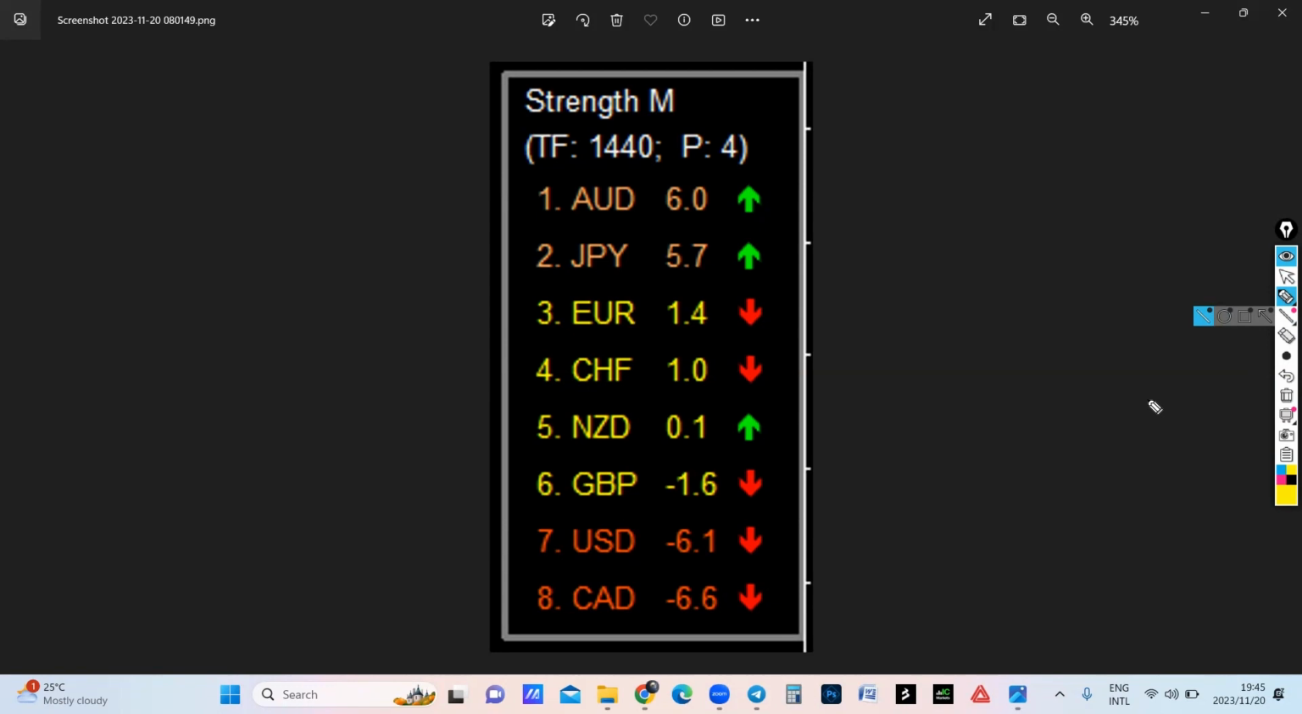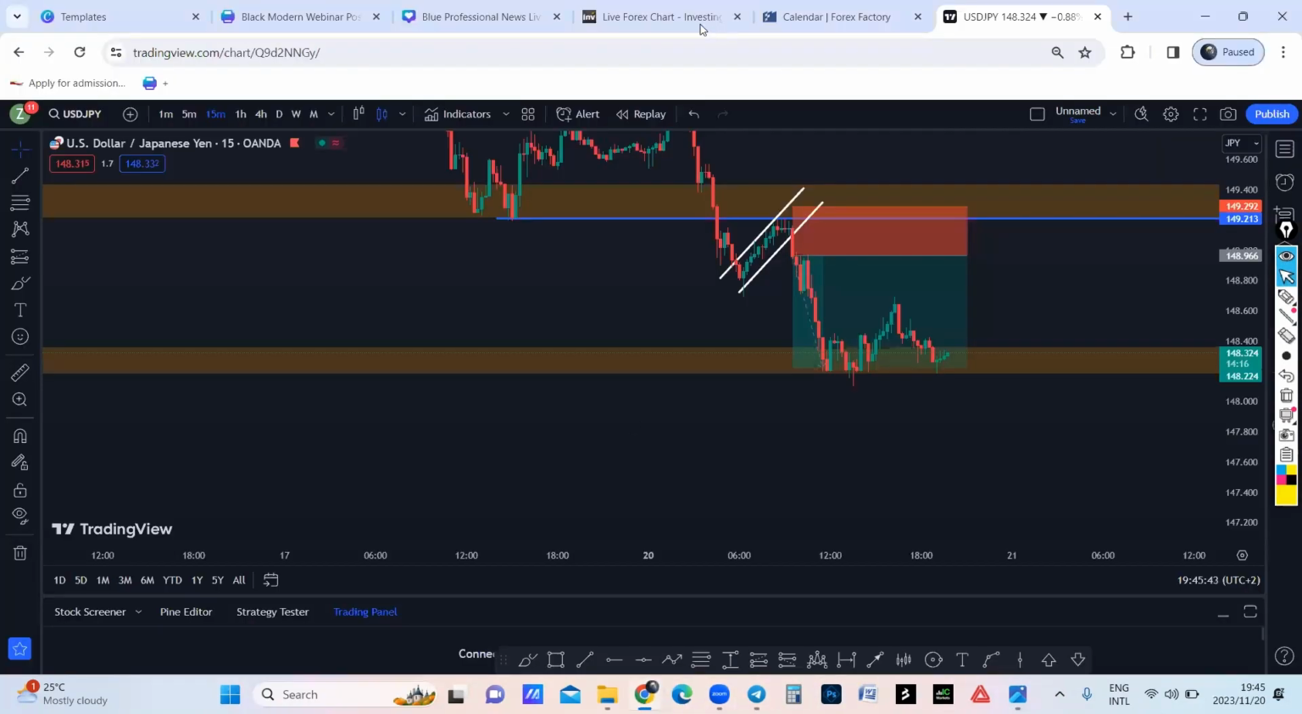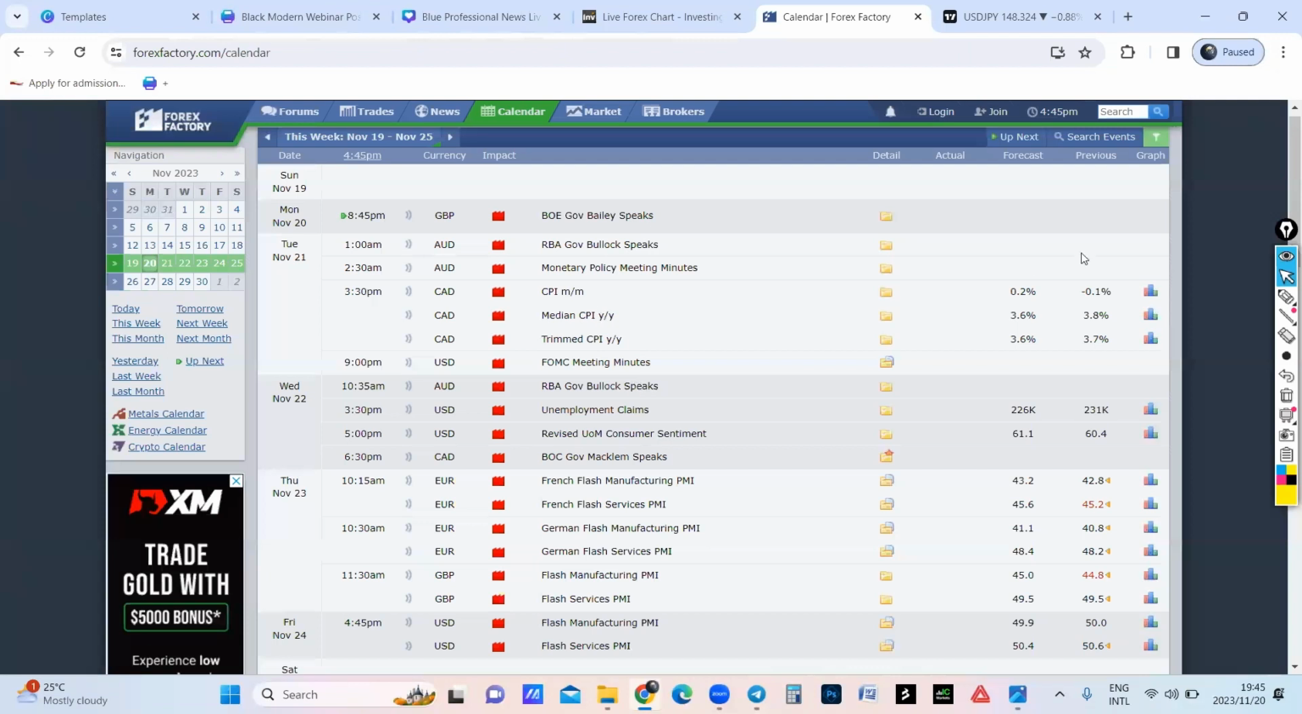And sometimes it doesn't work, more especially if we are approaching high impact news. For example, right here. But today there was no news. As you can see, there was no high impact news on many of our currencies. We only have GBP. But tomorrow we might see some movements on the Canadian dollar because we're going to be trading the CPI of the Canadian dollar and the FOMC. So tomorrow we might see something there.